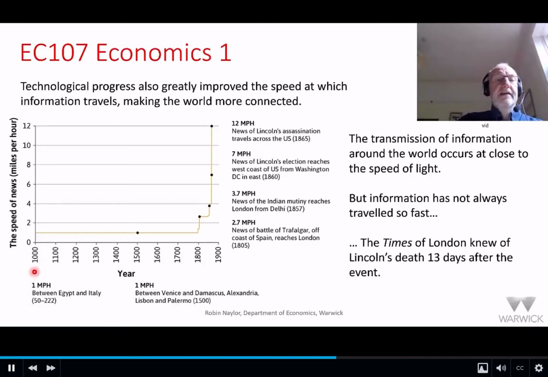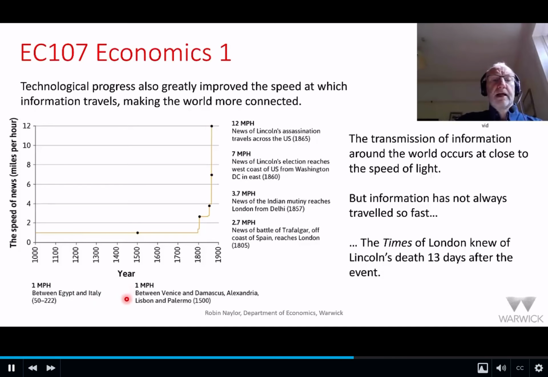And what you can see here is that for that period of time, for most of the last 1,000 years until around 1800, news was travelling at a rate of just 1 mile per hour. And there are examples of documents which reveal this, for example, in the way in which news travelled between Egypt and Italy between the years of both 50 to 222 in the Common Era. We see that 1 mile an hour rate of transmission of news.